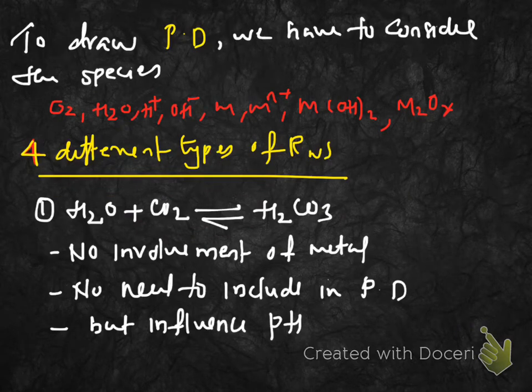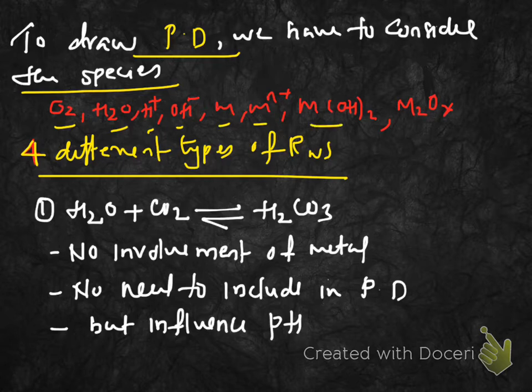To draw Pourbaix diagram, we have to consider the species. In order to plot a Pourbaix diagram, you should be able to consider the species O2, H2O, H plus, OH minus, metal, metal ion, metal hydroxide and metal oxides. All these species of a particular metal along with O2, H2O, H plus, OH minus have to be considered while developing a Pourbaix diagram for that particular metal.